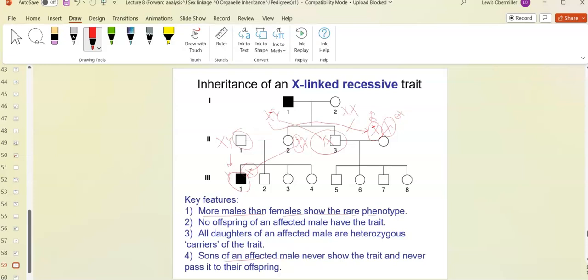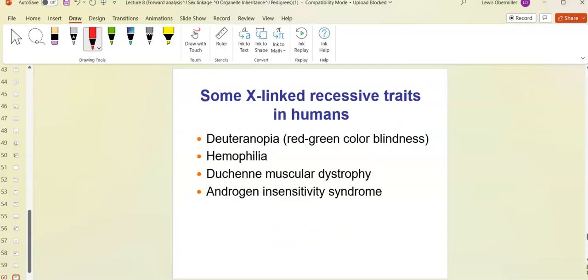Sons of an affected male never show the trait and never pass it on to their offspring, right? Because the mother is normal, and so all males are going to be normal from that male. The male doesn't contribute this. It's only from the mother, right? The father wouldn't contribute it because he would have to have the trait as well, and so this would be filled in.